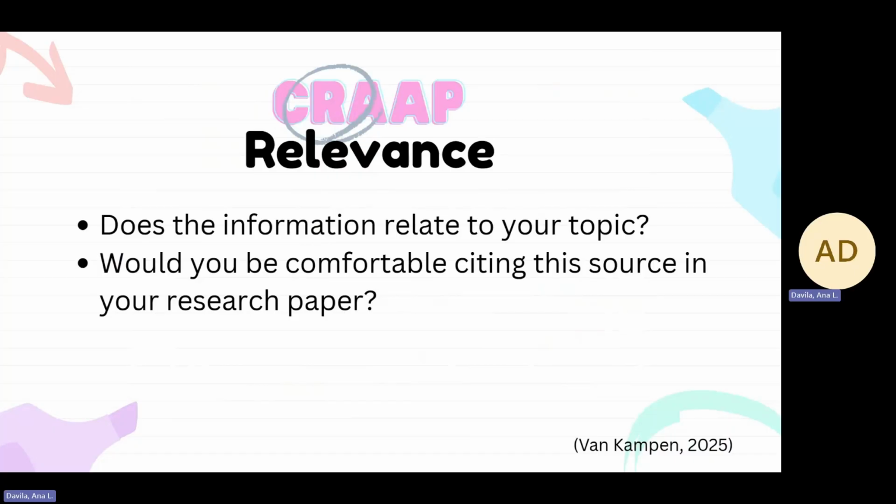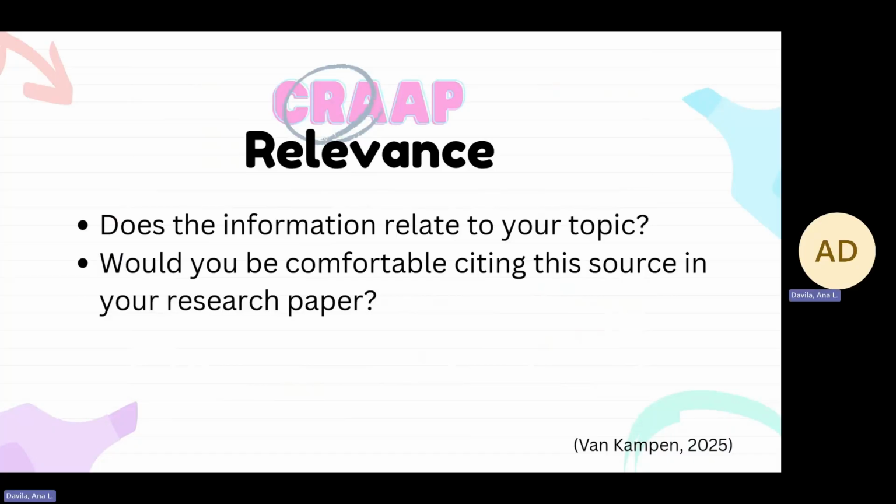Because sometimes we have articles where they are trying to sell us something, and they are talking mostly about a product and not about your issue. Would you be comfortable citing this source in your research paper? Would you cite the Joe Rogan podcast? Of course not, right? So we're not going to cite WebMD either, or Wikipedia.